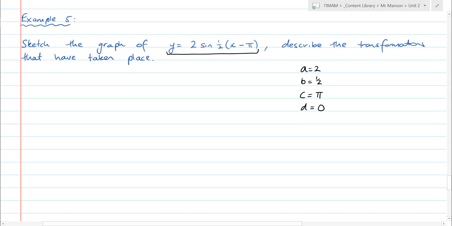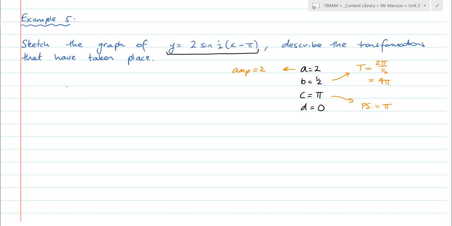And what it means for me, it means that B is equal to 1/2, means that my period is equal to 2 pi over 1/2, which is 4 pi. So that's my period. A is equal to 2, means that my amplitude equals 2. So A was directly related to the amplitude from last lesson. C is equal to pi. That means that my phase shift equals pi. So I've got a shift of pi, so it's x minus pi, so pi in a positive direction.